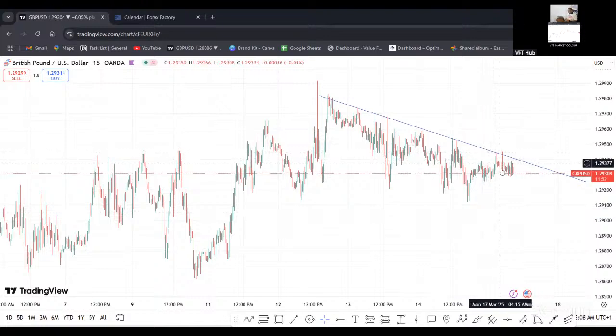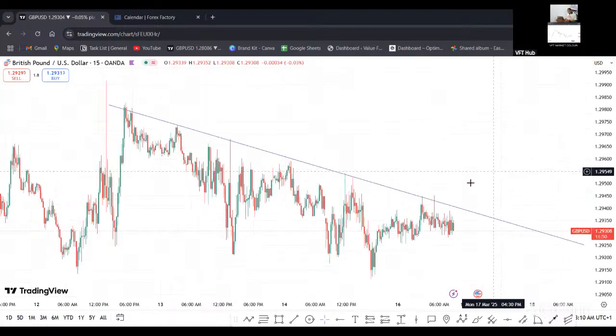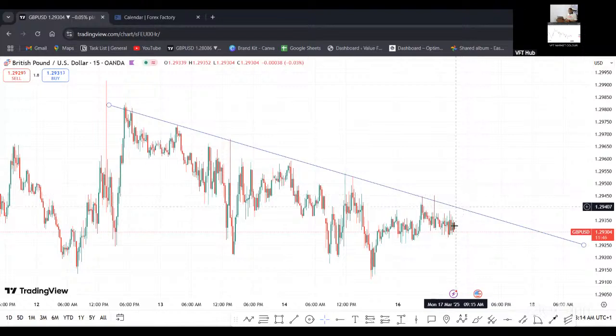So that is my analysis for today. That's my bias on GBP USD. That is my bias also on Euro USD. A favored sell for both, but especially for Euro USD. So that will be all for now.